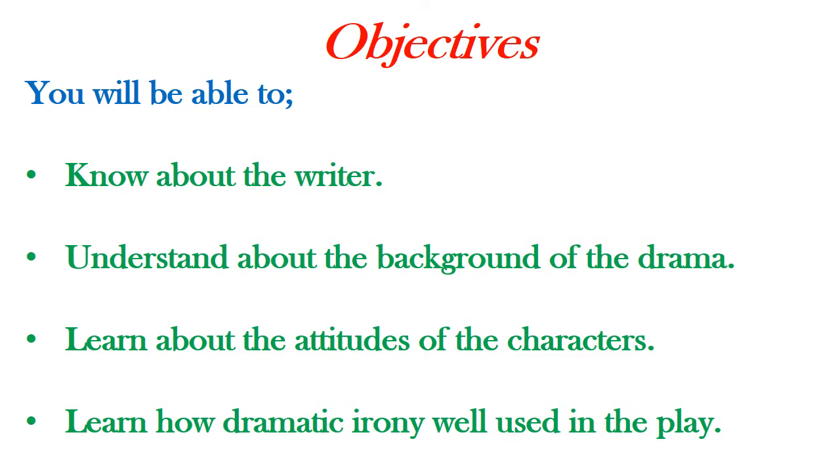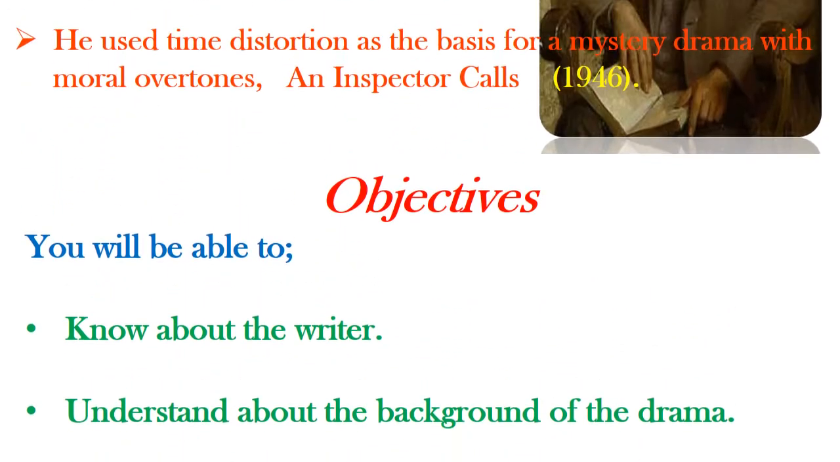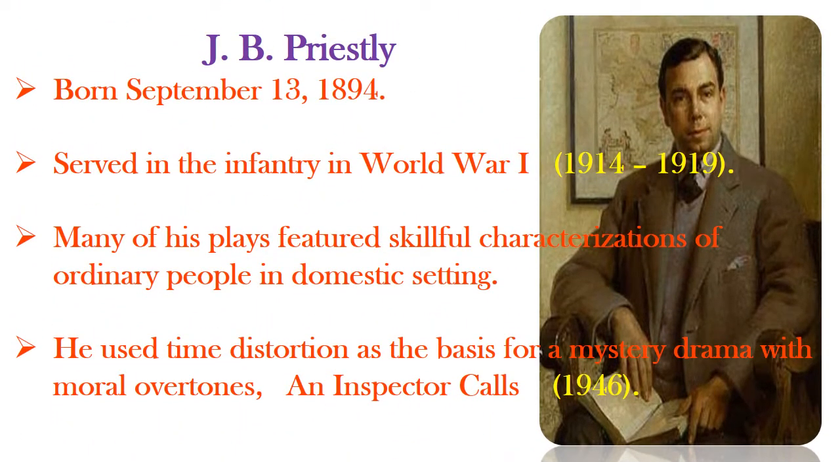Let's move to the objectives of the lesson. You will be able to know about the writer, understand the background of the drama, learn about the attitudes of the characters, and learn how dramatic irony is used in the play. On this slide, some basic information about the writer, J.B. Priestley, is shown. So before moving forward, take your time and go through this information, alright?